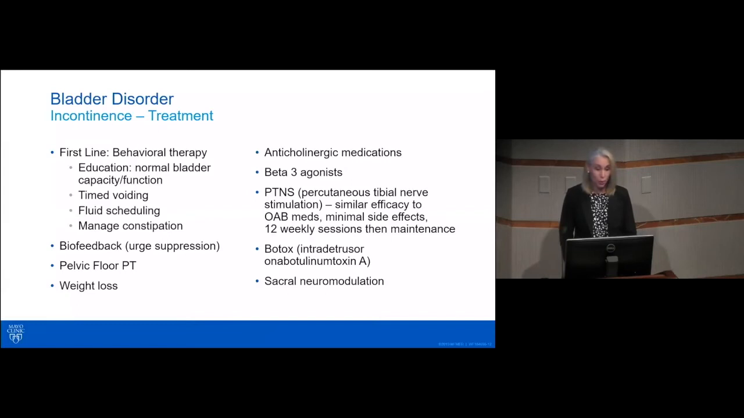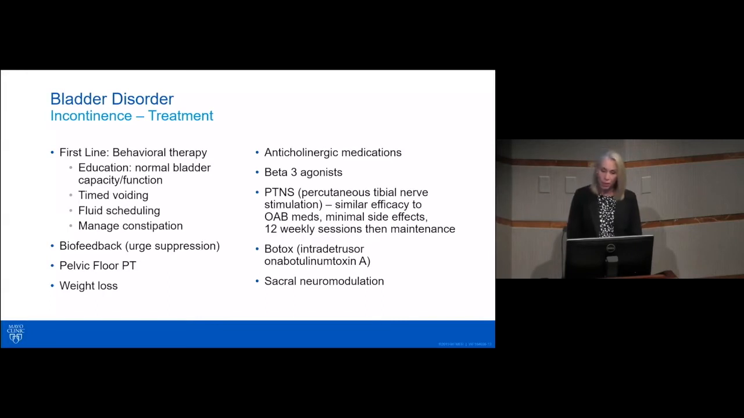So in treatment, the first line is generally behavioral. Just understanding and teaching the patient what normal bladder capacity is, normal function, and making sure they're voiding in a timely fashion. Understanding fluid schedules, managing constipation, because there's definitely a correlation between those patients who have difficulty passing stool and difficulty voiding. You want to consider biofeedback to help with urge suppression, pelvic floor physical therapy to help with stress incontinence and urge incontinence. Weight loss can certainly improve incontinence as well.